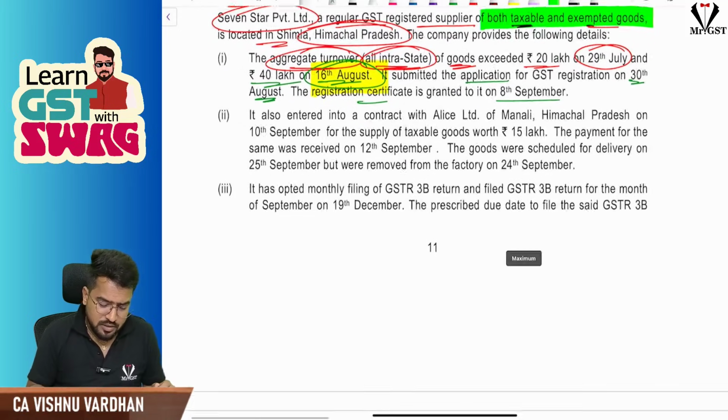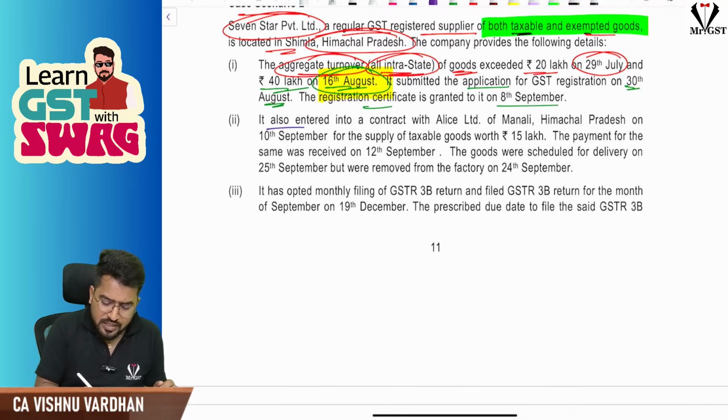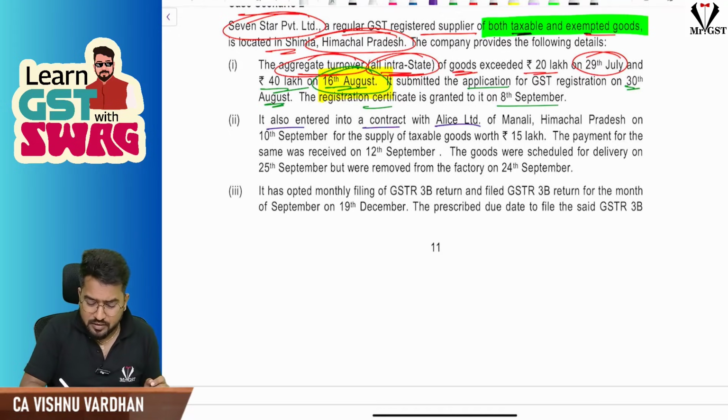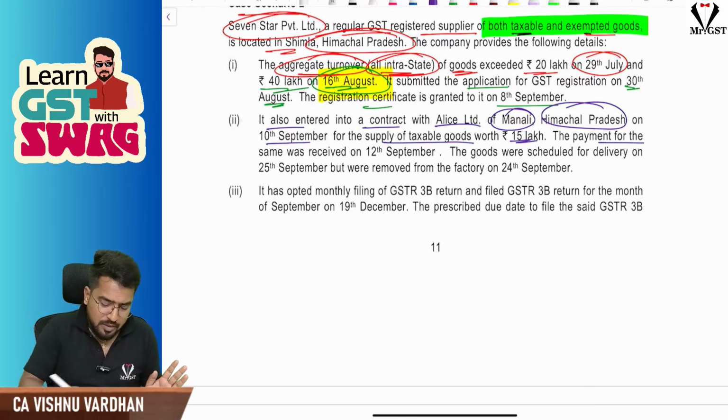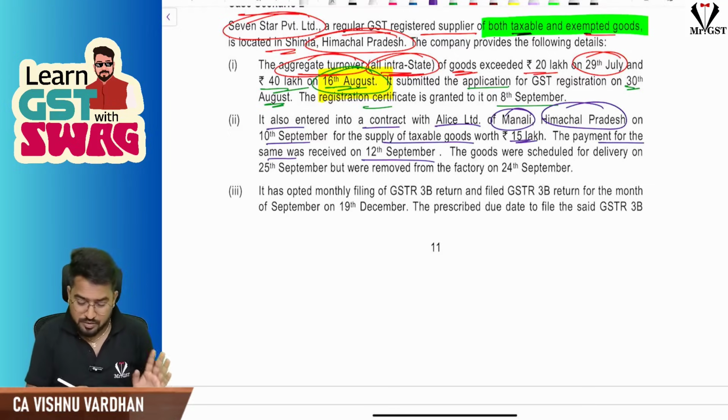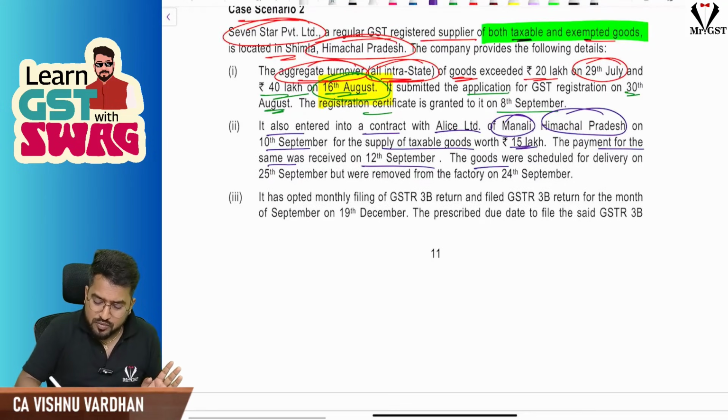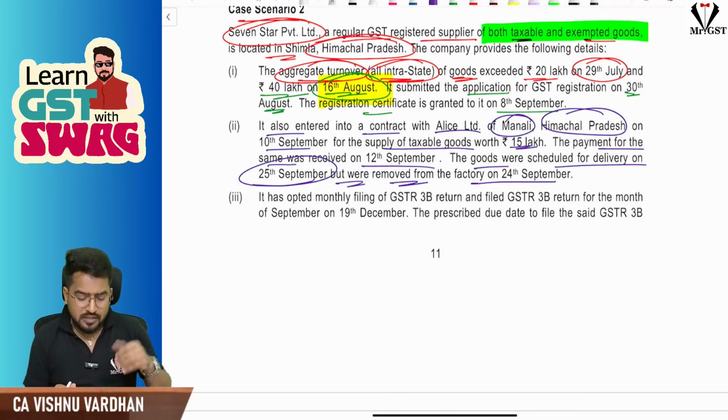Next, sir, they have also entered into a contract with Allies Limited, Manali, Himachal Pradesh on 10th September for supply of taxable goods worth 15 lakhs. Payment for the same was received on 12th September. The goods were scheduled for delivery on 25th September but removed from the factory on 24th September. Sir, if you see, this is supply of goods. What is the due date for raising the tax invoice?